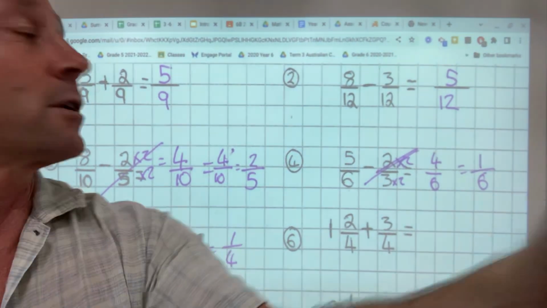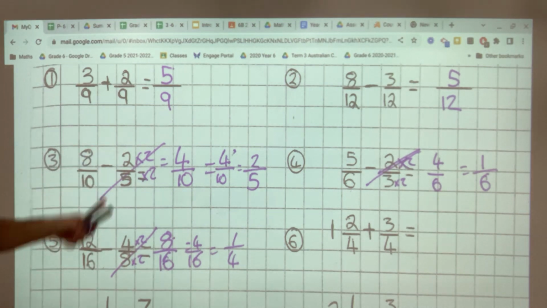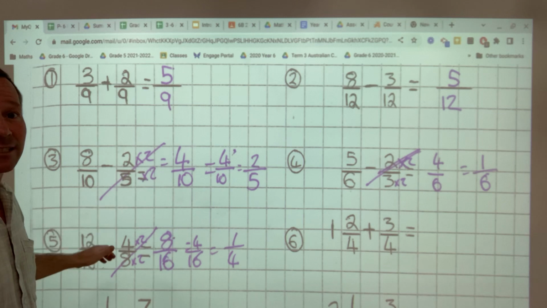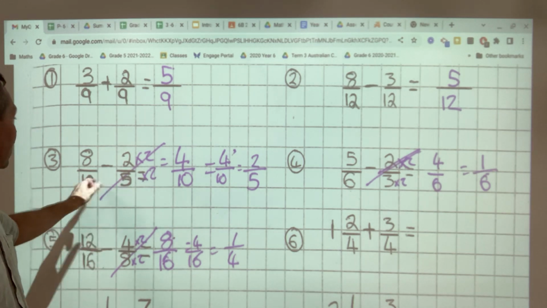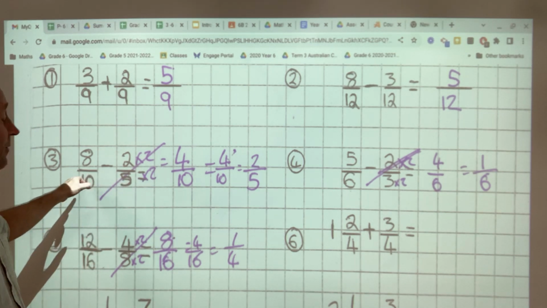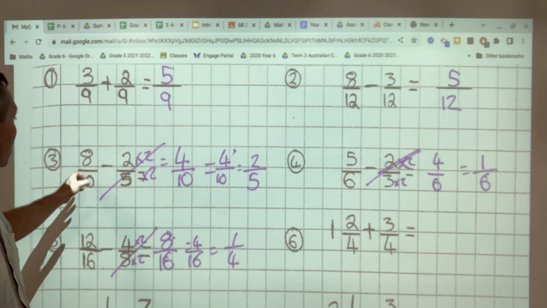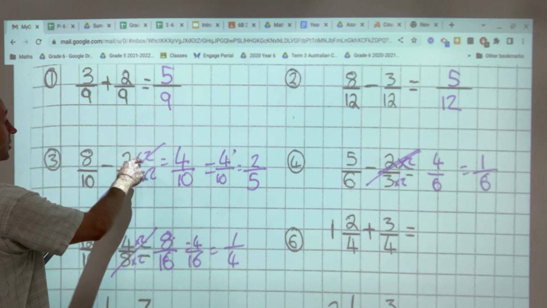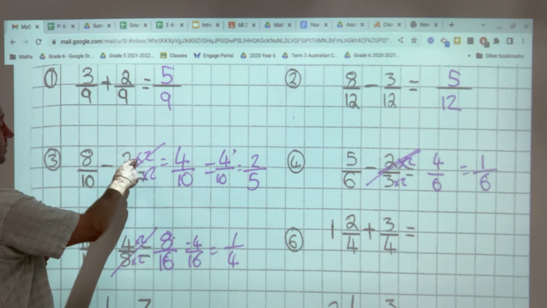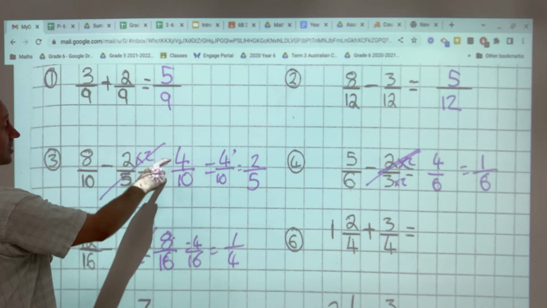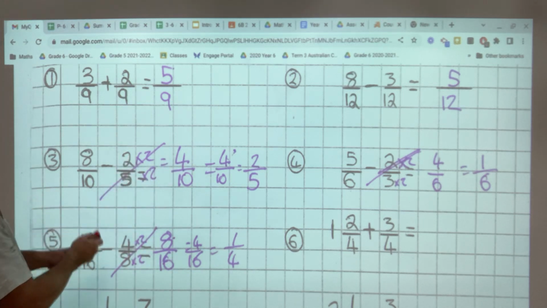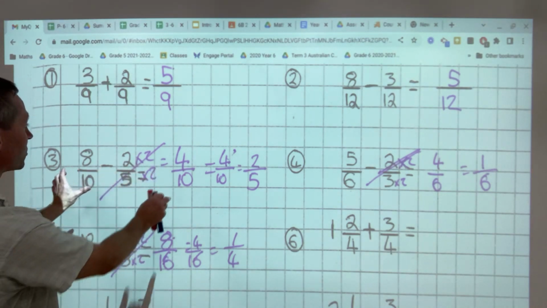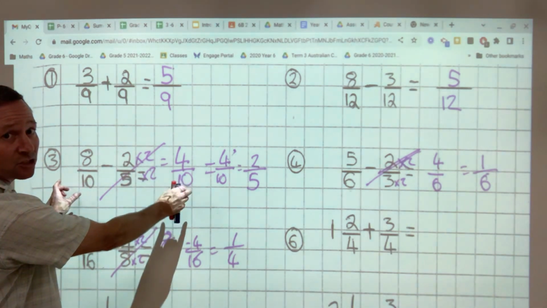Moving on very quickly to 8/10 minus 2/5. These are what is known as related. The denominators are related, so 5 can fit evenly into 10. How many times? Times 2, so what you do to the bottom, you do to the top. 2 times 2 is 4, and 2 times 5 is 10. So that's why I've rewritten 2/5 as 4/10. They're equivalent fractions. We want to turn the denominators into the same.